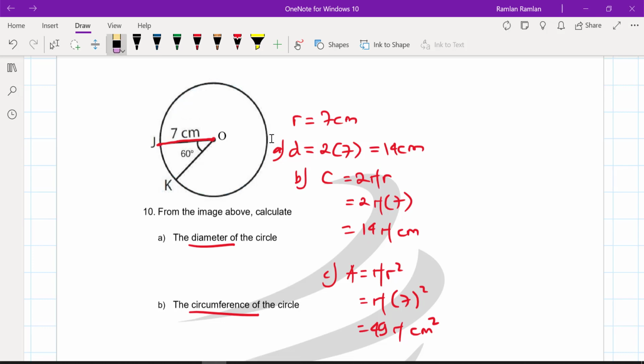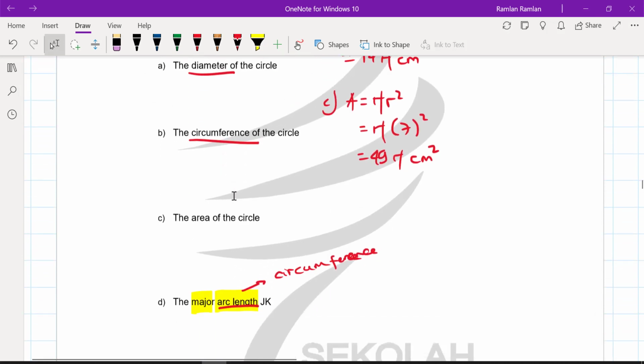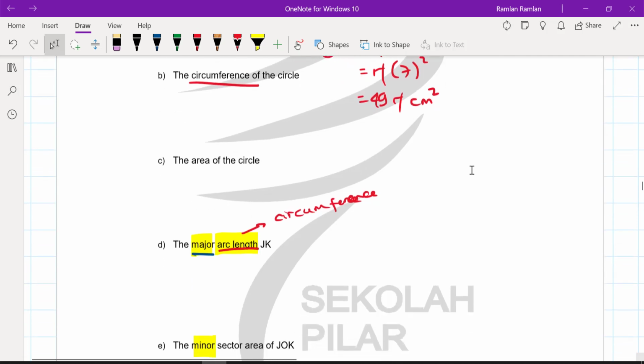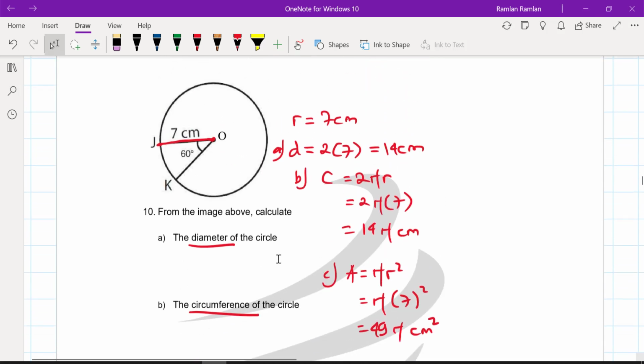If I say JK, you can have it from here to here or from here to here. Both of them are JK. But how do you know which one is which for this question? Here it says it is the major arc, so it means it'll be the big one. The small one we call the minor, which we'll get to later in question E. So the minor is the smaller one, the major is the bigger one. The biggest one is this one, so we're going to use that one.